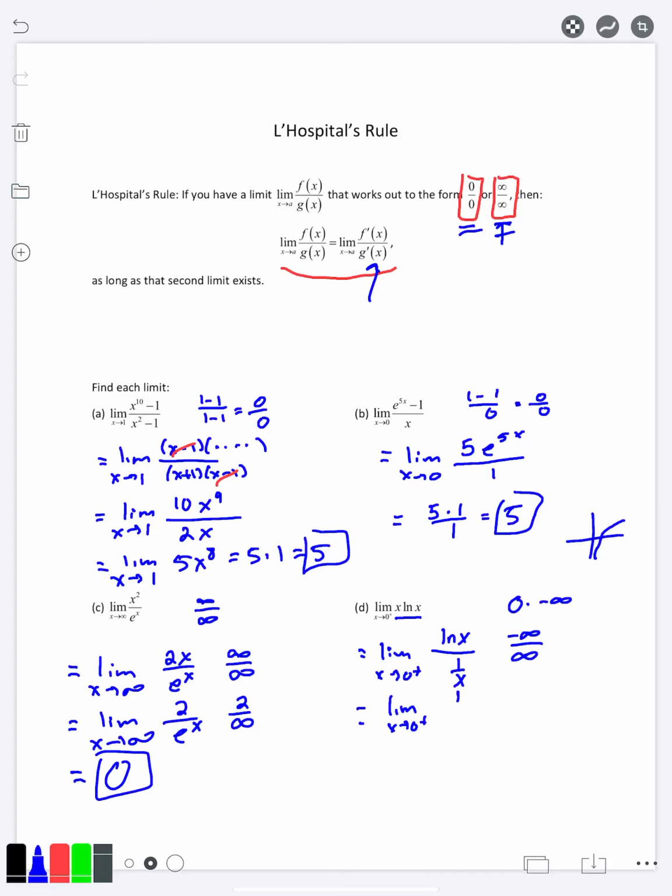Derivative of natural log is 1 over x. Derivative of 1 over x is negative 1 over x squared. And that's going to simplify down to just negative x. And as x goes to 0 here, we're going to get 0 as our answer. So I just want to show you that L'Hopital's rule only directly applies to 0 over 0 or infinity over infinity, but it is possible to use it on other situations as long as you can convert it into that format in some way.